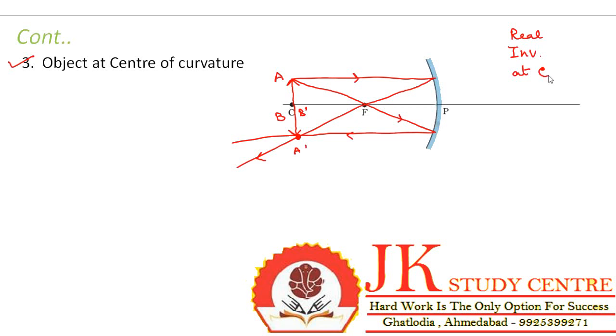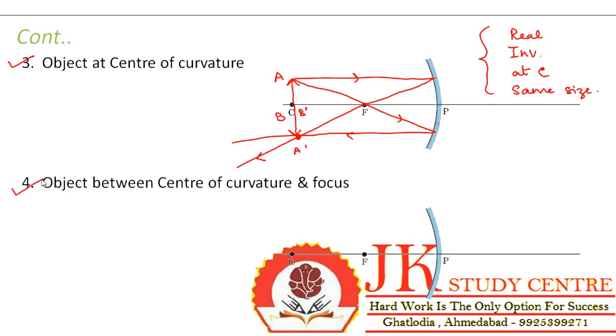What about the location? The location is center of curvature. That means if the object is located at the center of curvature, the image will also be formed at the center of curvature. And what about the size? If you look at it, the size of the object and the image are comparable. That means they are almost of the same size. So this describes the nature of the image formed when the object is at center of curvature.